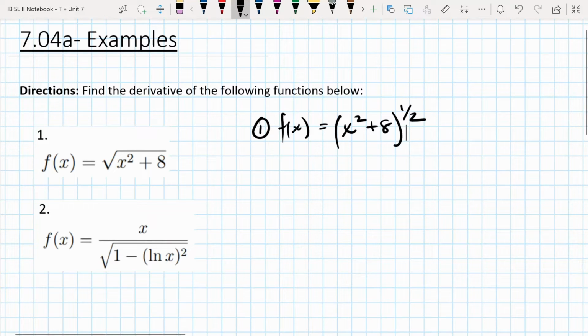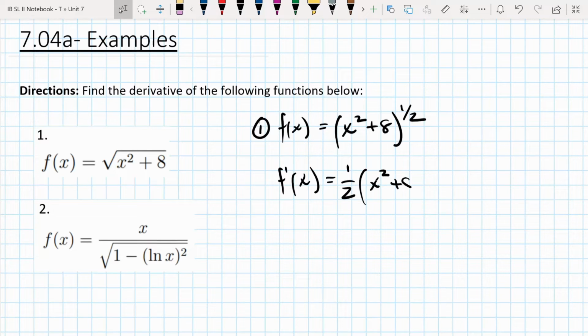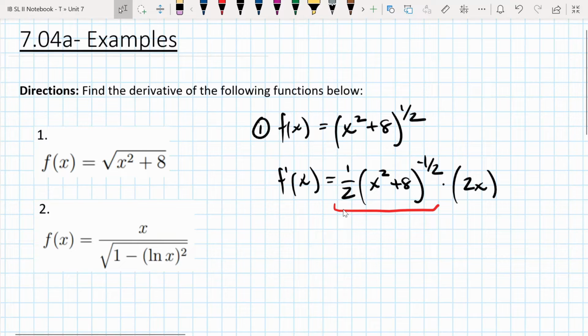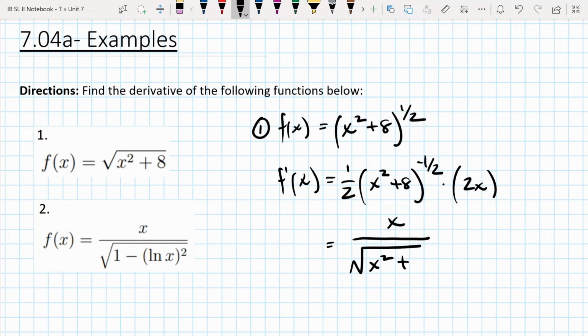So the derivative of this, we bring the 1/2 down to the outside. The inside stays the same. And then we multiply everything by the derivative of the inside. So you can think of this as f prime of g of x, and this is g prime of x. And then we can simplify this. So the 2's will cancel, and this becomes x over the square root of x squared plus 8. And that's going to be the derivative of our first function.